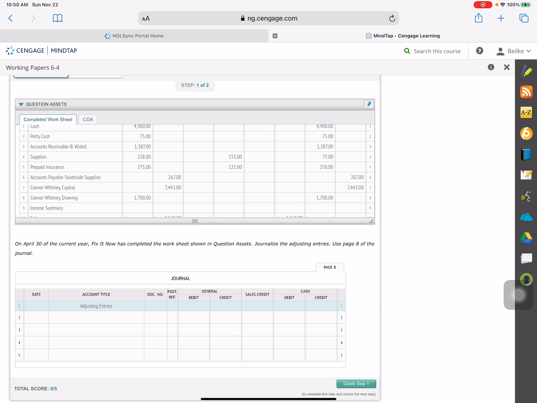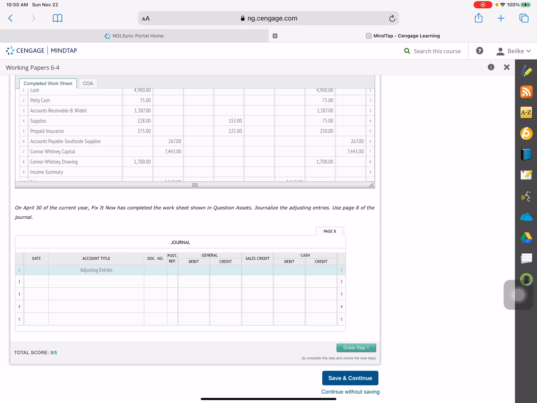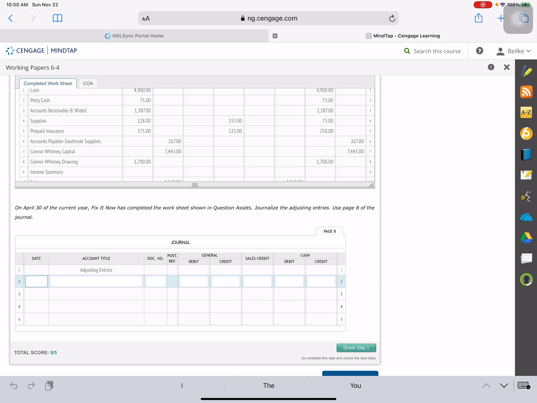So we go down to our journal. Remember, adjusting entries will be a title on our journal because we do not have a source document for this particular entry. Anytime we enter something in our journal, we're supposed to have a source document, but since this is the end of the fiscal period, it's a process we go through at the end of the fiscal period. We just write the words adjusting entries. On our first line, since this is the first line, we're going to write our date.